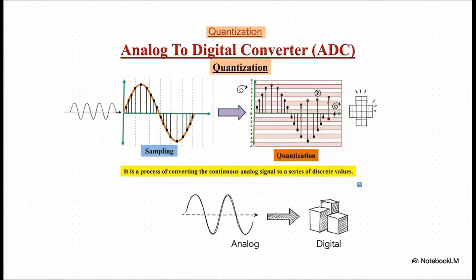Okay, next up is quantization. Now, for every single one of those little samples the ADC just took, it has to give it a number. Think of it like rounding a number up or down. It takes that super precise measurement and just finds the closest available number on a scale it already has defined.